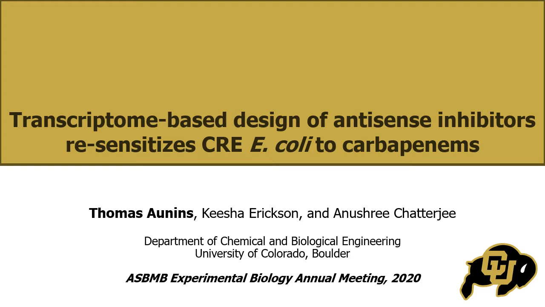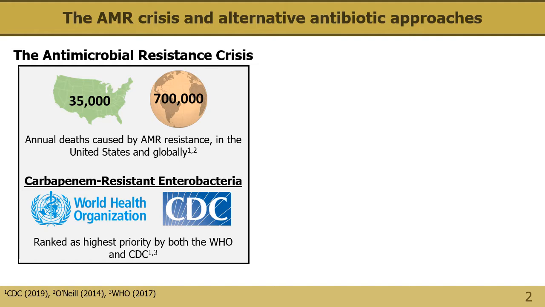I'm going to be talking about how our lab has used antisense inhibitors to take RNA-seq data and use that to resensitize carbapenem-resistant E. coli to carbapenems. Just as a brief background, the antimicrobial resistance crisis has been accelerating in recent decades. You can see the number of deaths per year in the United States and globally up on this slide. Within this crisis, carbapenem-resistant Enterobacteria are also a huge issue. They've been ranked as the highest priority by both the World Health Organization and the CDC.